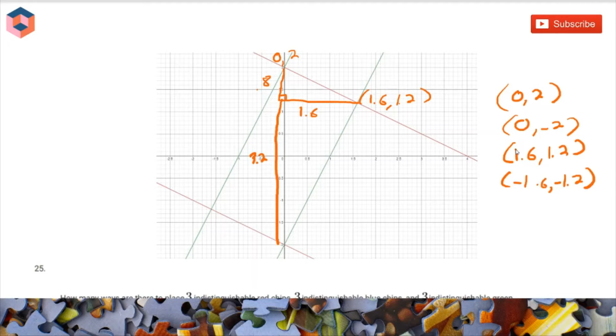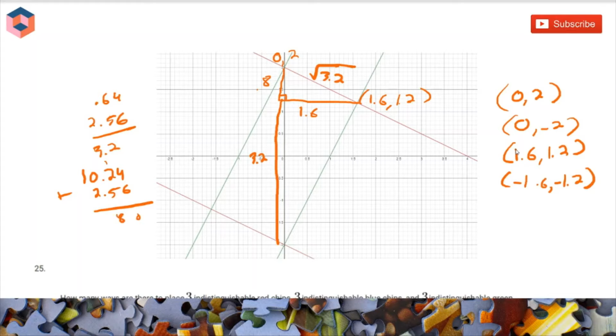Squaring 0.8, we get 0.64. Squaring 1.6, we get 2.56. This would give us 3.2. So this is the square root of 3.2, and we're not going to simplify that or anything because we'll see that it actually cancels out. Now here we have 1.6 and 3.2. So once again, it's just going to be 3.2 squared, which gives us 10.24, plus 1.6 squared, which gives us 2.56. Adding this up, we get 12.8. So the square root of 12.8.